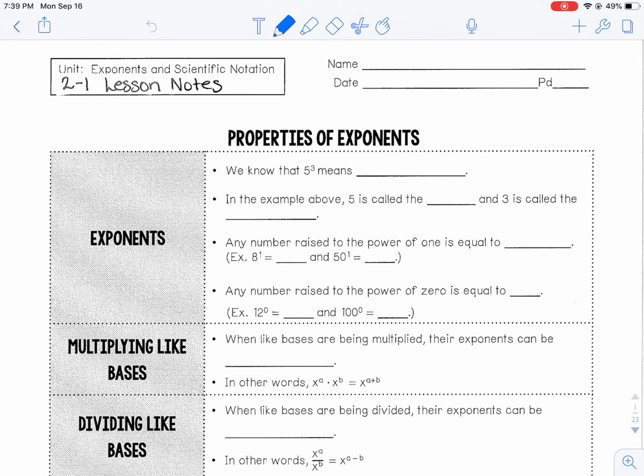We know that 5 to the third power, or 5 cubed, is 5 times 5 times 5. In the example above, 5 is called the base, and 3 is called the exponent.